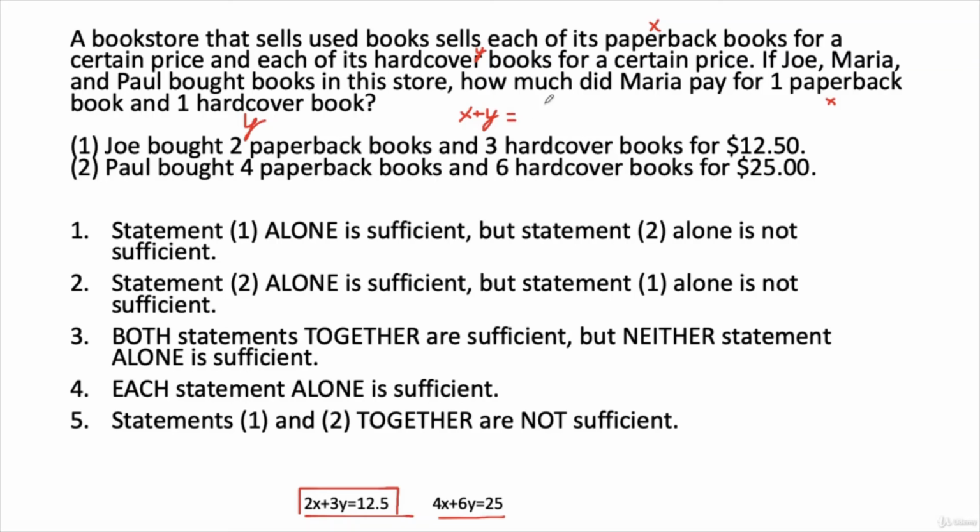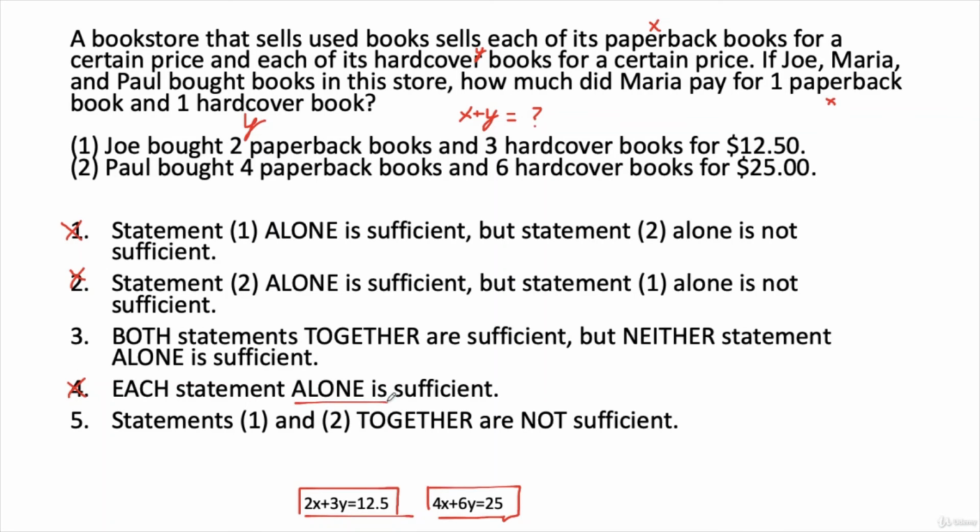I don't think so, because when we have two variables, we must have two equations in order to solve for x and y respectively. Statement 1 alone is not sufficient to answer this problem. And since statement 2 follows a similar pattern and similar structure as statement 1, statement 2, that is 4x plus 6y, cannot solve the problem alone. Option 4 gets cancelled out because each statement alone is not sufficient.